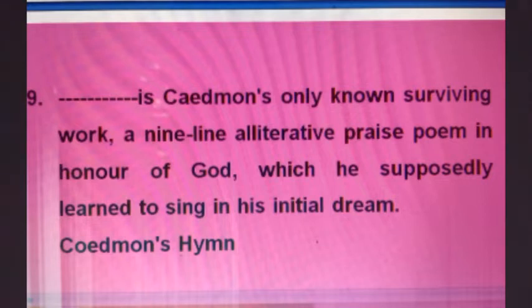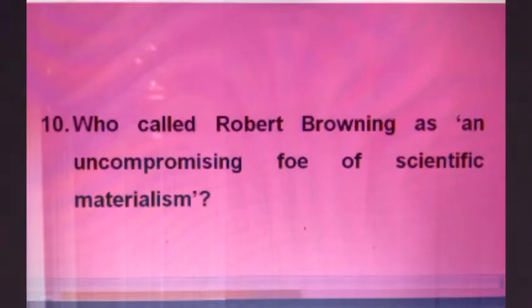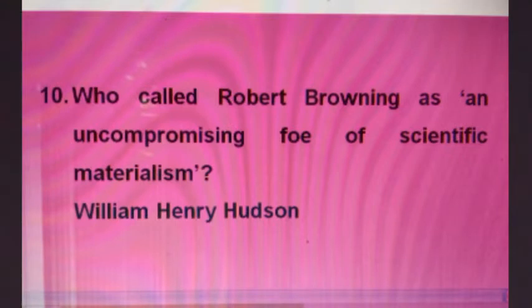Question number 10. Who called Robert Browning an uncompromising foe of scientific materialism? Answer: William Henry Hudson. William Henry Hudson called Robert Browning an uncompromising foe of scientific materialism.